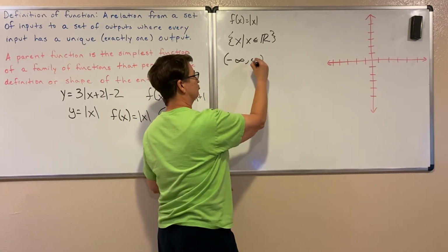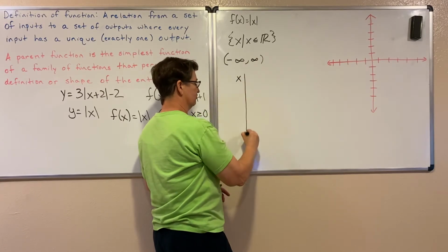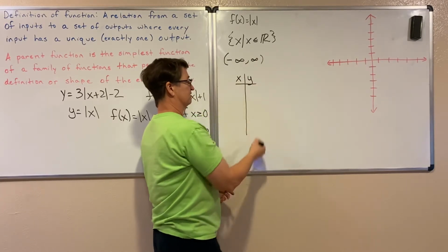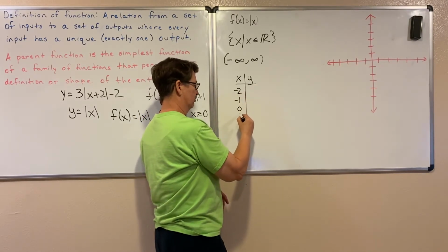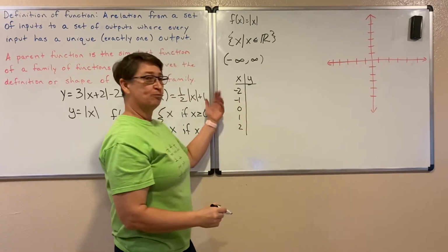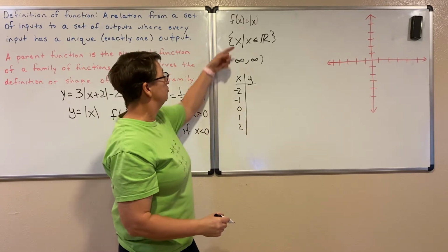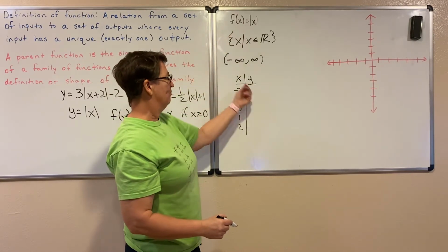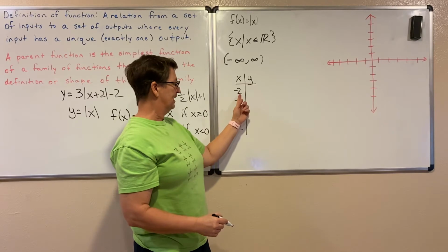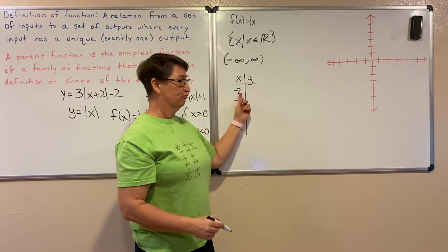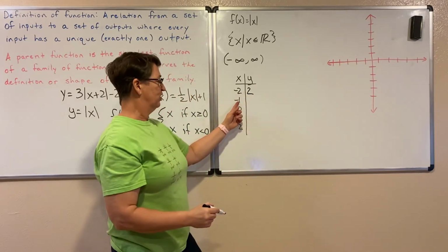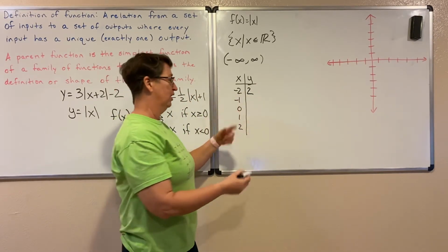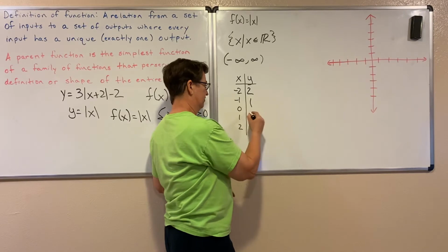So since that's true, I can pick any numbers I want to plug in for x. I'm going to use these 5 values, -2, -1, 0, 1, and 2. And I'm going to plug those in for x, or substitute them in for x, and find out what my output is. So if I put in -2, how far away is -2 from 0? 2 units. If I put in -1, how far away is -1? 1 unit. If I put in 0? 0.